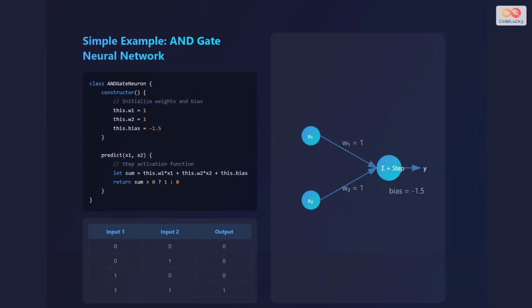Let's look at a simple example using an AND-gate neural network. Consider an AND-gate neuron with initialized weights W1 equals 1, W2 equals 1, and a bias of negative 1.5. To predict the output for inputs x1 and x2, a step activation function is used. The sum equals W1 times x1 plus W2 times x2 plus the bias. The function returns 1 if the sum is greater than 0, and 0 otherwise.